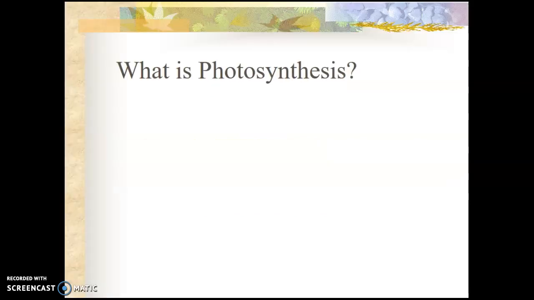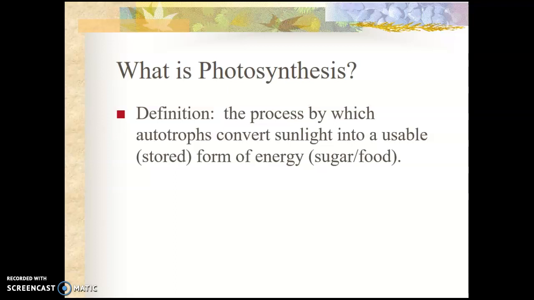So what is photosynthesis? Photosynthesis is the process by which autotrophs, so photosynthetic organisms, convert sunlight or light energy, sometimes called solar energy, into usable energy. That usable energy is stored in food. So we know sugar, glucose, carbohydrates is stored energy that our bodies can break down to release energy. Photosynthesis produces that sugar.